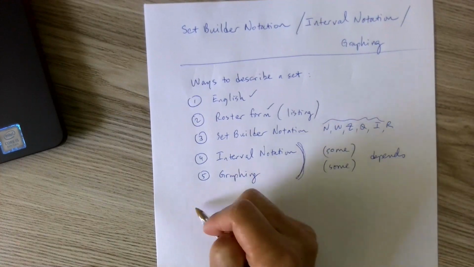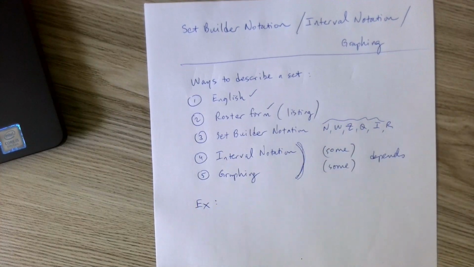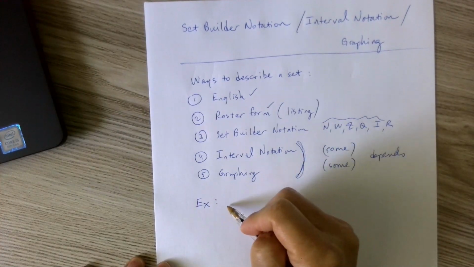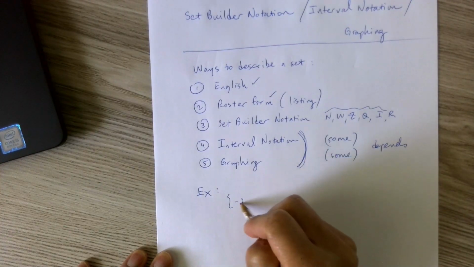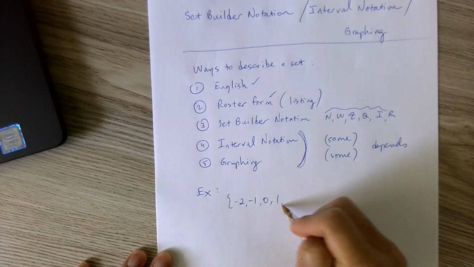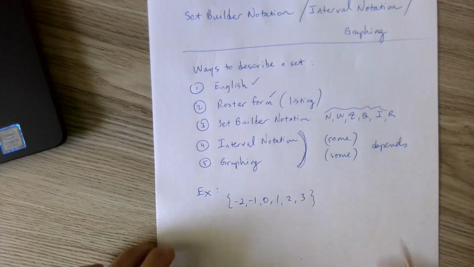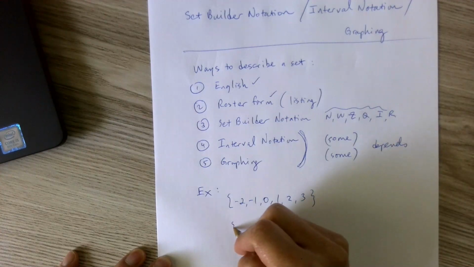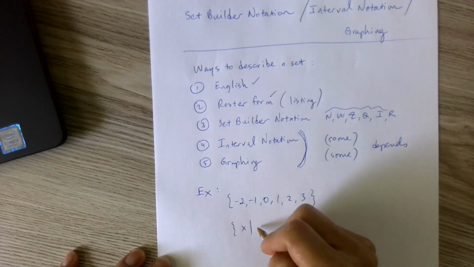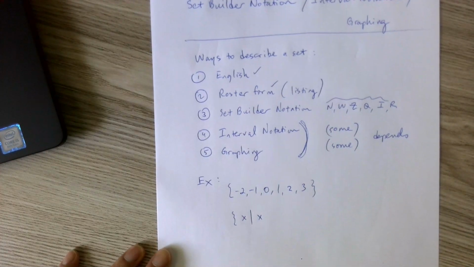Okay, so let's do an example first of set builder. So first I'm just going to make a random set using roster form. I have a set here of integers from -2 to 3, so there are 6 elements in the set. Cardinality is 6. And this is how I would write the same set in set builder notation. X I'm just using as a variable.